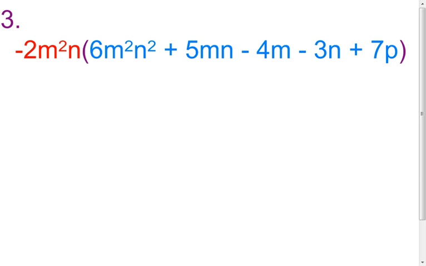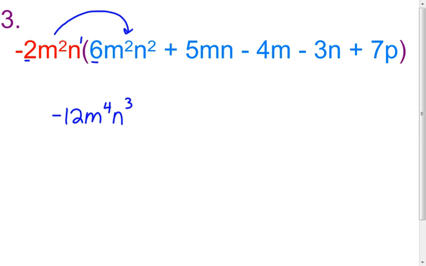Alright, and then just slightly more complicated, here we go. Negative 2m squared n times 6m squared n squared. So negative 2 times 6 is negative 12. M squared times m squared, I add those exponents and get m to the 4th. N times n squared, be careful, there's a 1 right there. So I have n to the 1 plus 2, which is n cubed.